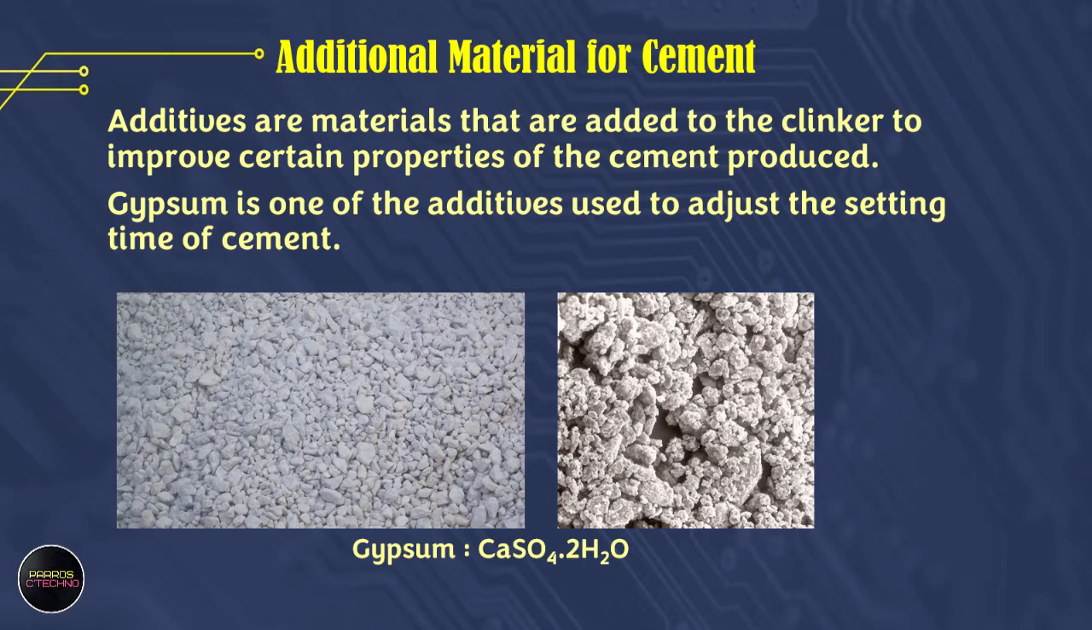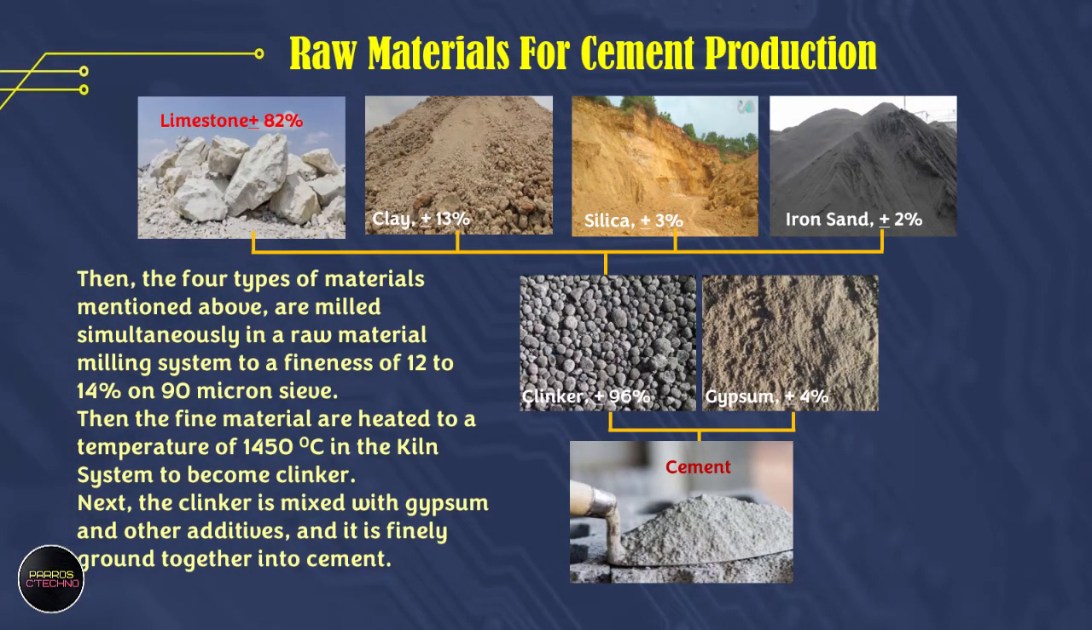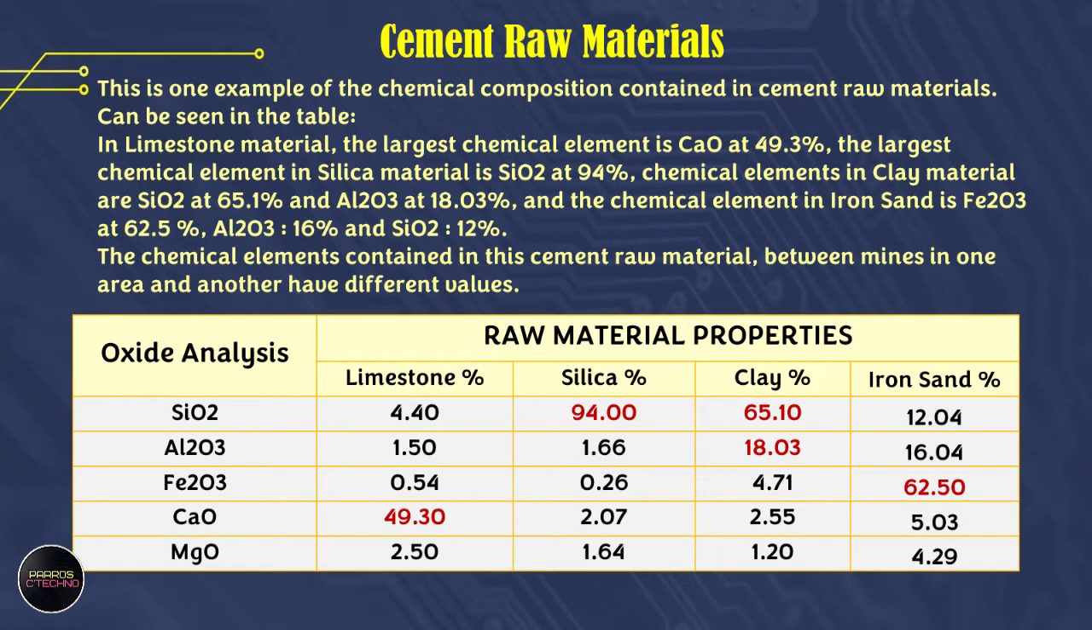mixed with water. Then, the four types of materials mentioned above with a predetermined composition are milled simultaneously in a raw material milling system to a fineness of 12 to 14% on the remaining 90 micron sieve. Then the material that has become fine flour is heated to a temperature of 1450 degrees Celsius in the kiln system to become clinker. Next, the clinker is mixed with gypsum and other additives, and it is finally ground together into cement.